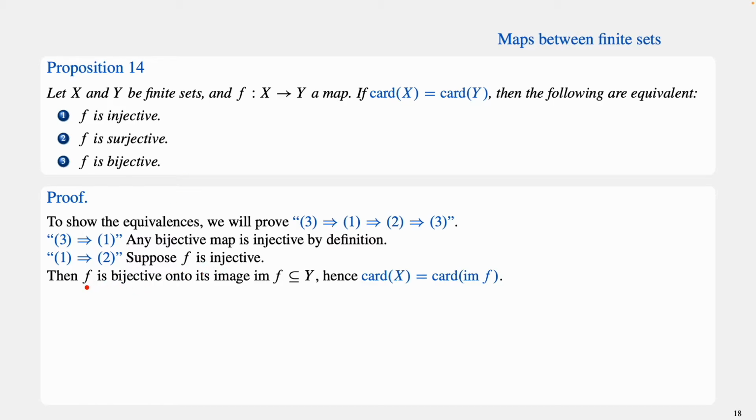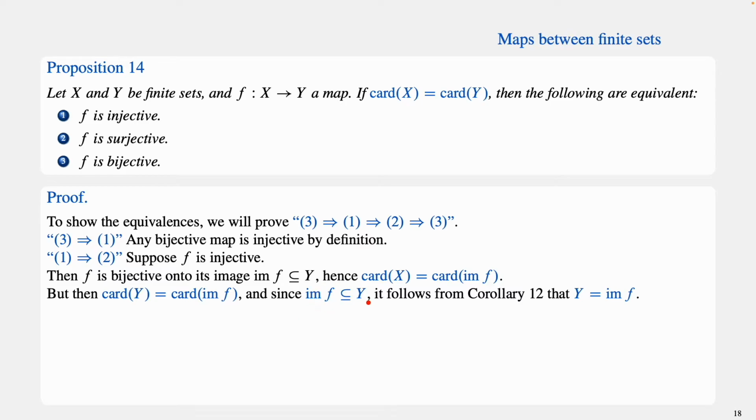If it is injective, then f is bijective onto its image in y, so the image of f, a subset of y. And by what we learned before, this means the cardinality of x is equal to the cardinality of the image of f. But we assume that x and y have the same cardinality, so this means that the cardinality of y equals the cardinality of the image of f. And since the image is a subset of y, it follows from corollary 12 that y equals the image of f. A subset which has the same cardinality as the total set must be the total set already. But if y is all of the image of f, this is nothing else but saying that f is surjective. So we've concluded that if f is injective, f must be surjective.